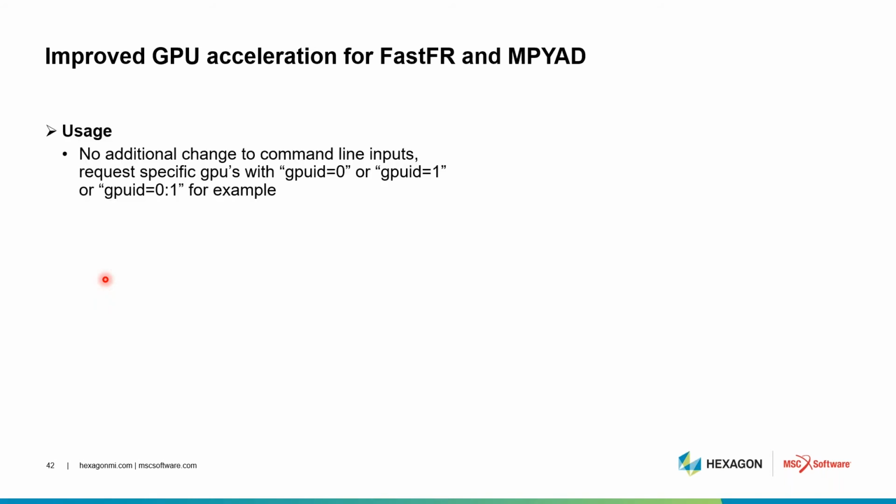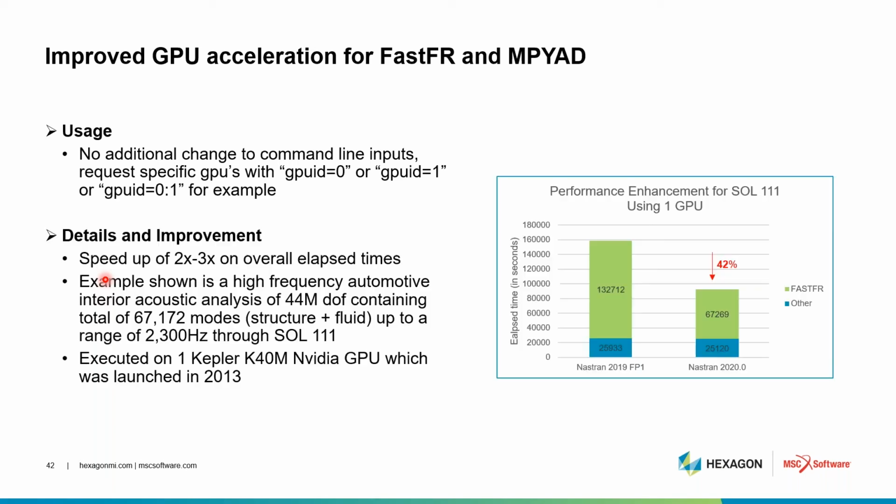The usage, again, there's no additional change to command line inputs required for this, and you can request GPUs with GPU ID equal to 0 or 1, or 0 to 1, for example, and then you can get speed up to 2 to 3 times on overall elapsed time. And then for solution 111, we're able to reduce times up to 42% in this scenario here. And it's executed on one Kepler K40 NVIDIA GPU, which was launched in 2013.